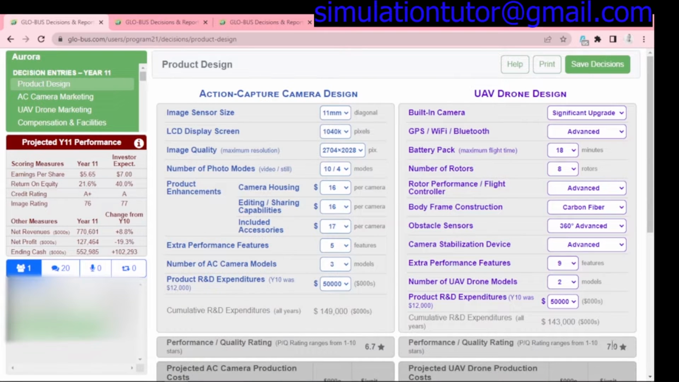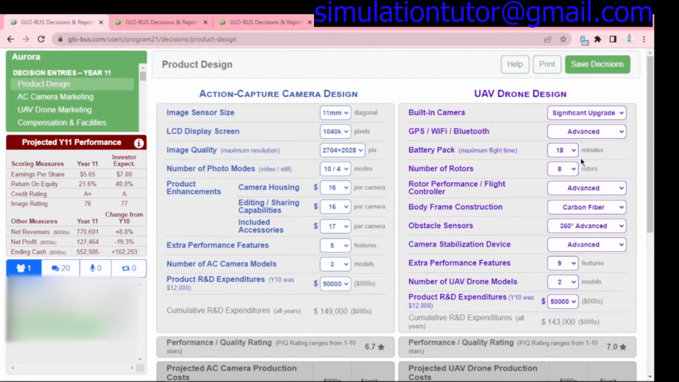I'll also do the same for the UAV drone design because I want a PQ rating of about 6.7, because remember your action capture camera will be attached to the drone. So you don't want to have a better quality AC camera and a low quality UAV drone, or a high quality drone and a low quality camera. So I'll also aim for nearly a similar PQ rating.